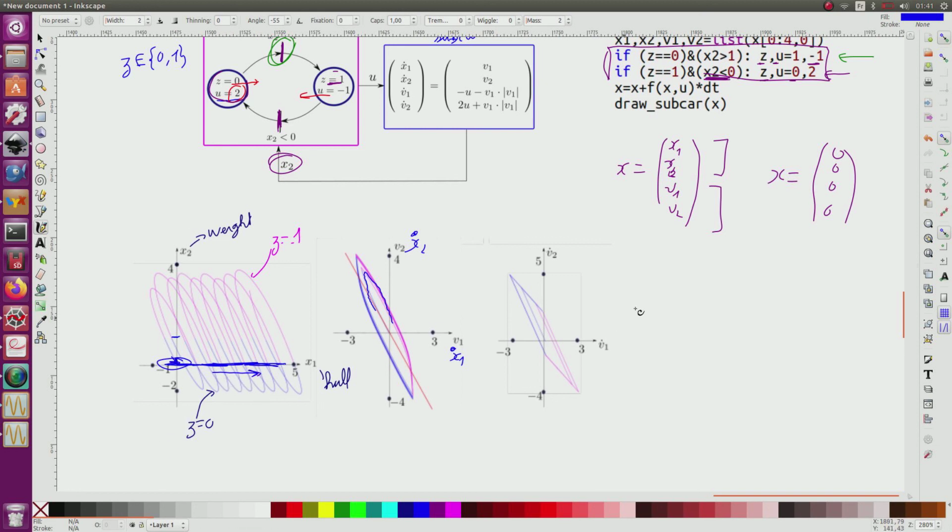And here, from f, I am able to compute the derivative v.1, v.2, so it corresponds to the acceleration, and this also corresponds to a cycle except at the beginning, where I start from 0.